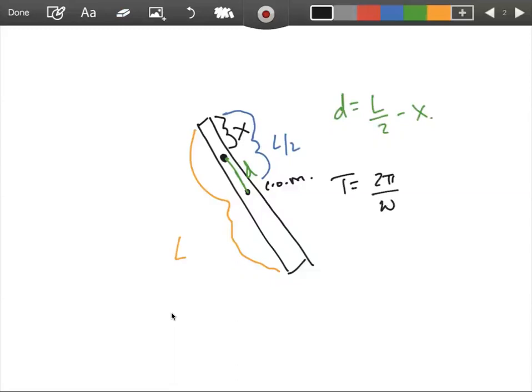So you have to solve a quadratic, but that's fine. We all know how to do that by now. I think that's pretty much about it.